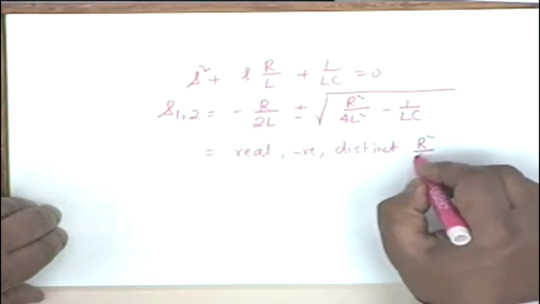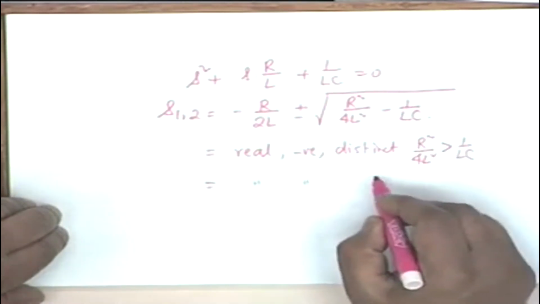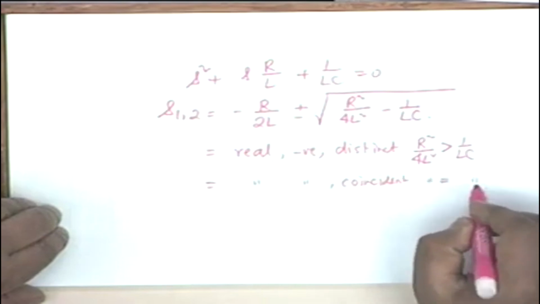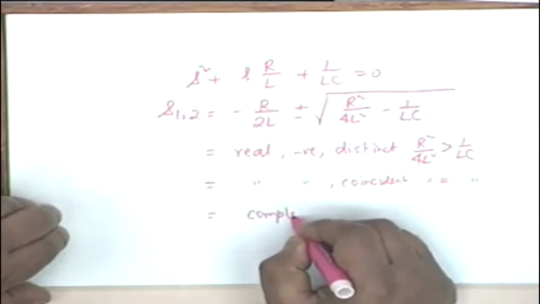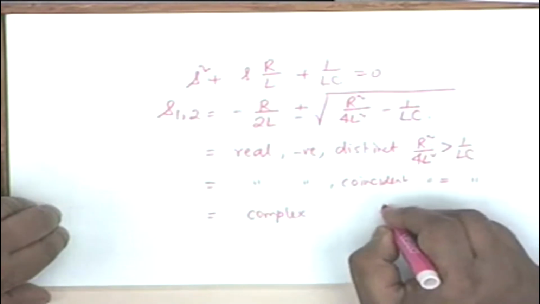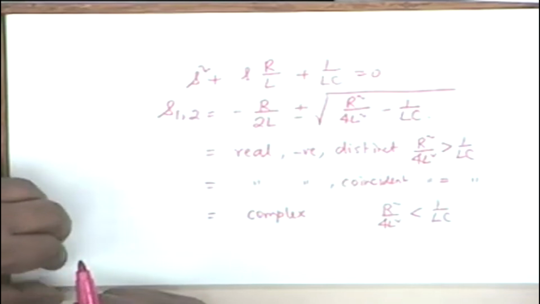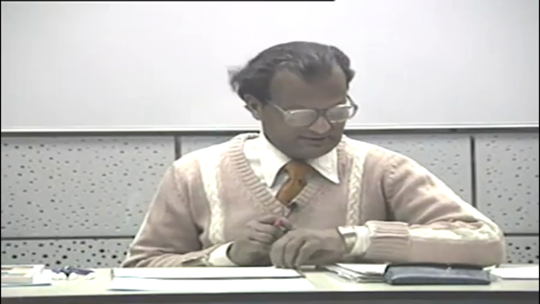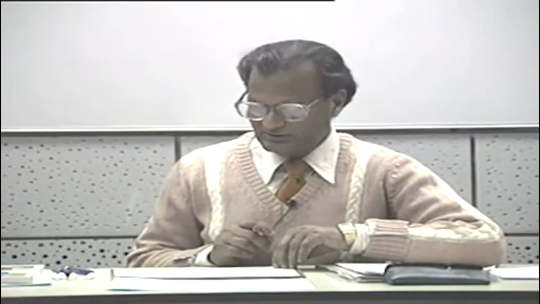if R squared by 4L squared is greater than 1 by LC. They would be real, negative, coincident if these two are equal, and they would be complex if R squared by 4L squared is less than 1 by LC. All right. So there are three distinct cases, and depending on what the cases are, the solutions for the natural response shall also be different.